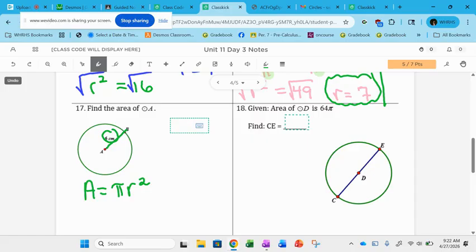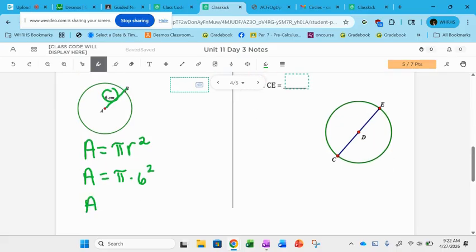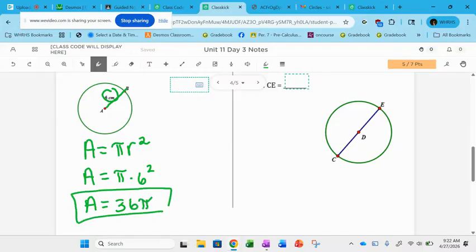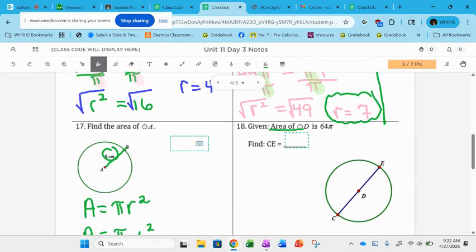Yeah. So the radius is 6. So it should be area equals pi times 6 squared. Well, what is 6 squared? 36. So it should be area equals 36 pi. How many people got that correct? Great. Now for the second one, this is where it needs some manipulation.